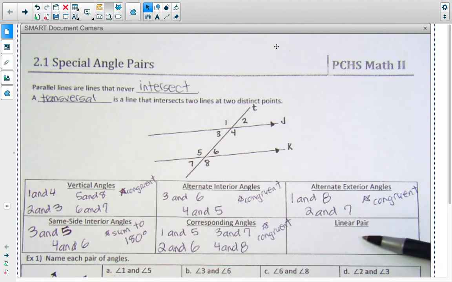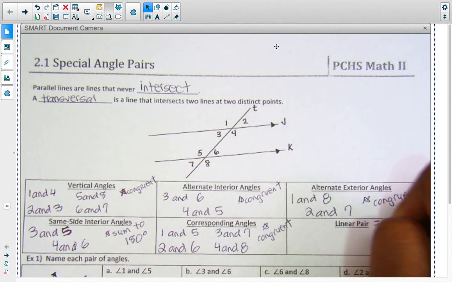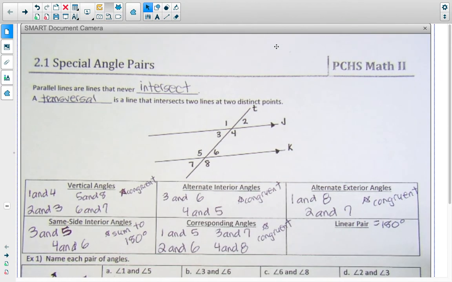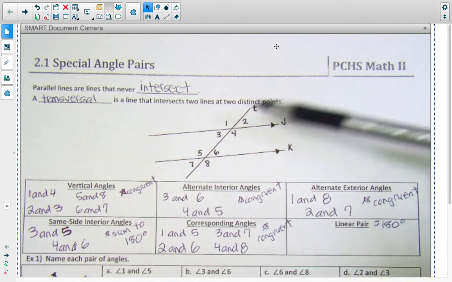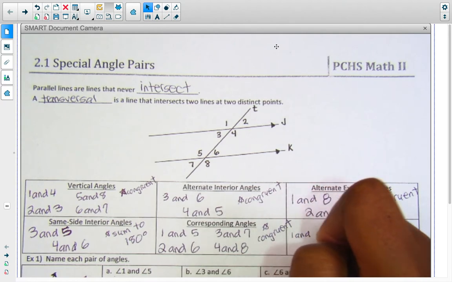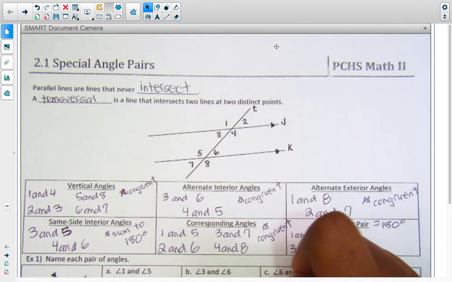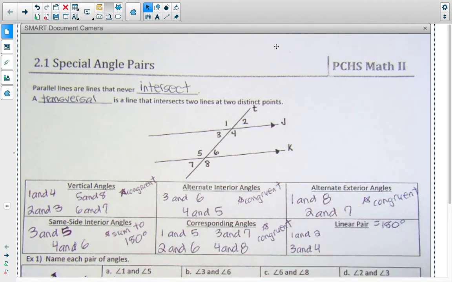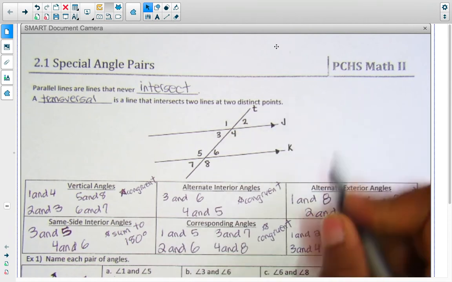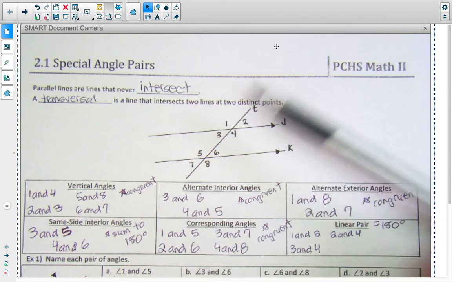And the last one, a linear pair. So linear pair means when you add them together, it's going to equal 180 degrees. So there are a lot of linear pairs. So linear pair equals 180 degrees. When you add up the two angles, you get 180. So 1 and 2 are going to be a linear pair. We got 3 and 4 are a linear pair. 2 and 4 are a linear pair. 1 and 3 are a linear pair.